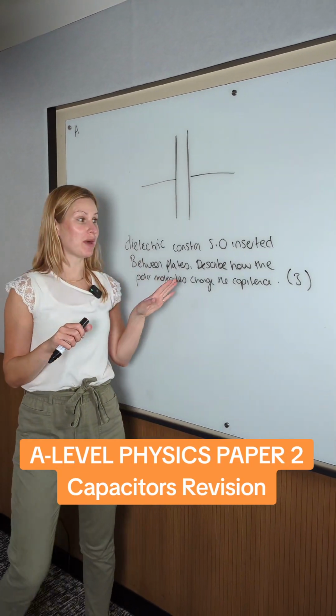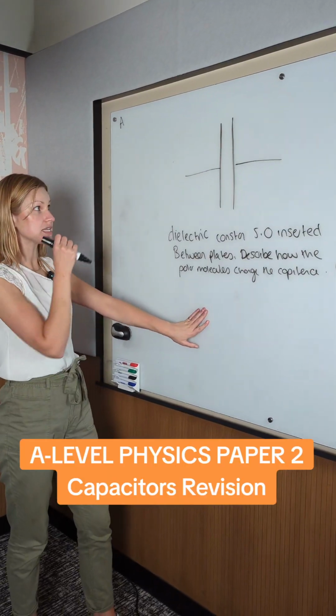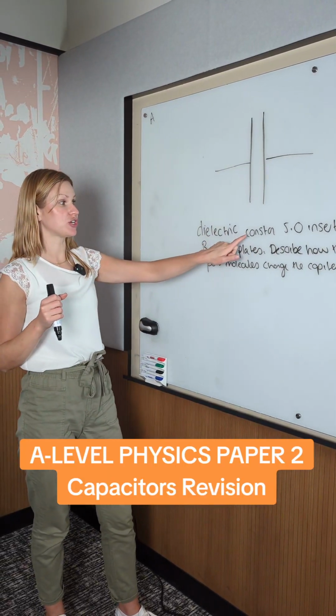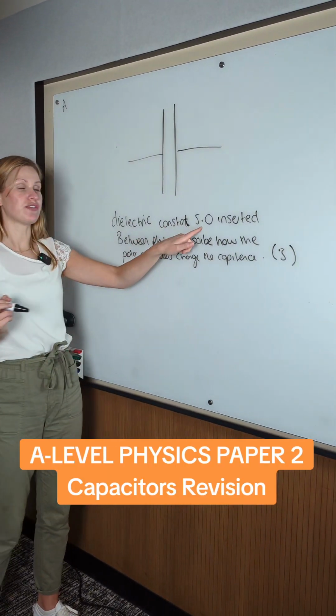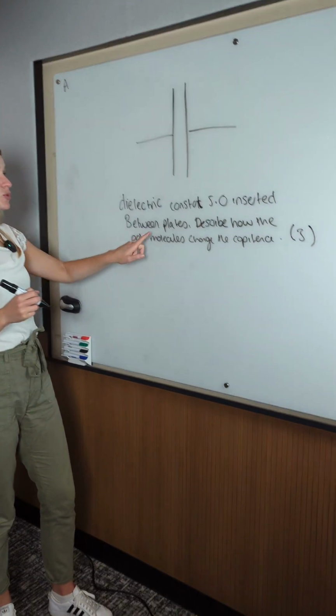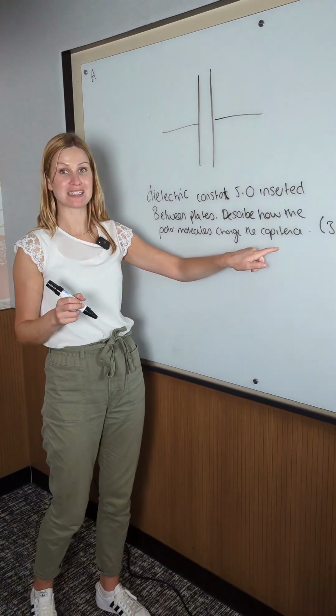So today we're starting capacitors, okay? This question says, I've got a capacitor and I'm going to put a dielectric with a dielectric constant of 5.0 between the plates, and it wants me to describe how the capacitance changes.